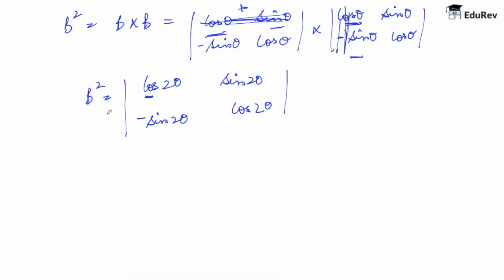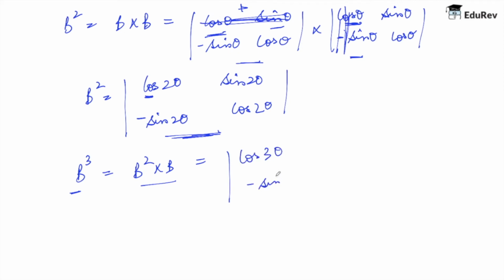So I know what is B square, right? Now simply to find B cube, I know I have to do B square into B, correct? That is, I have to multiply this matrix with this matrix, correct? So I'm going to leave the calculations to you. I'll just tell you what is B cube. So B cube will be cos 3 theta, minus sine 3 theta, sine 3 theta, cos 3 theta.